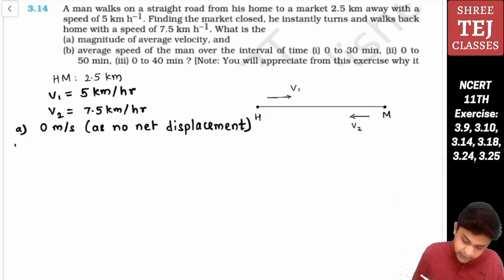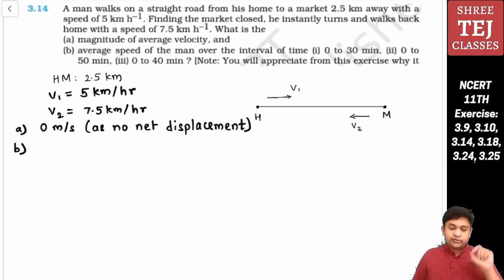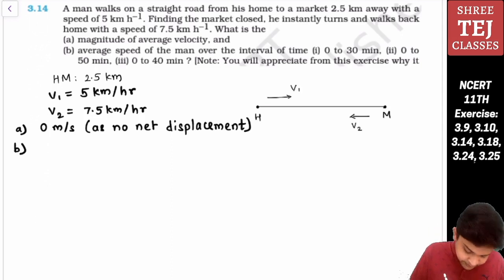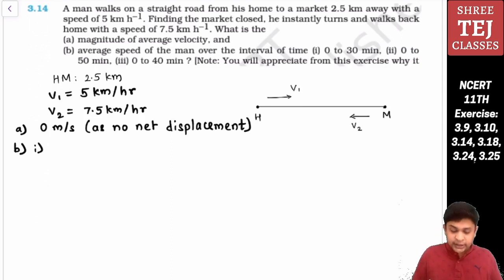What about the next part? So we have to find average speed. Now see, average speed is the total path traveled divided by total time taken. So that will not be 0. Average velocity will be 0, but average speed will not be. So from 0 to 30 minutes.